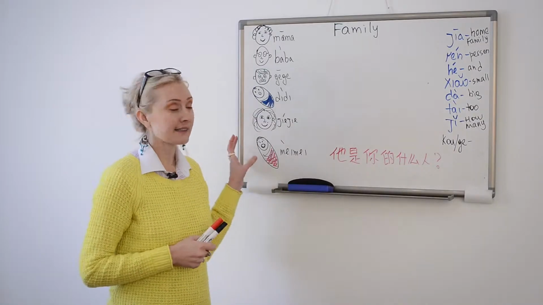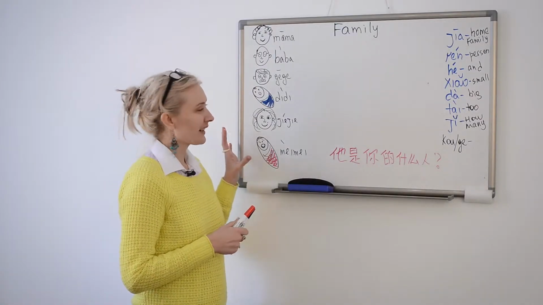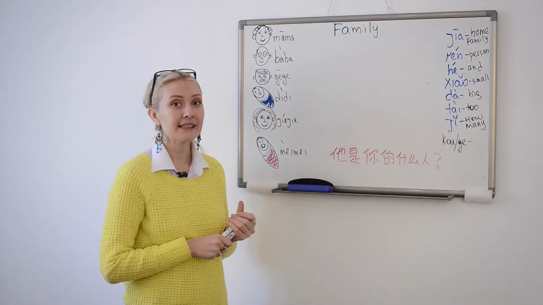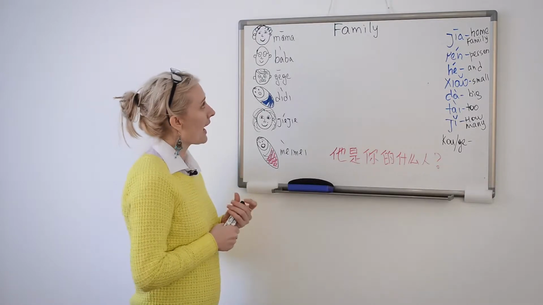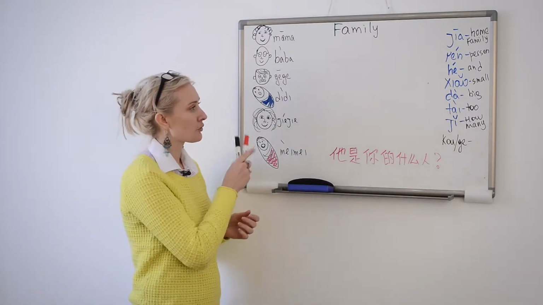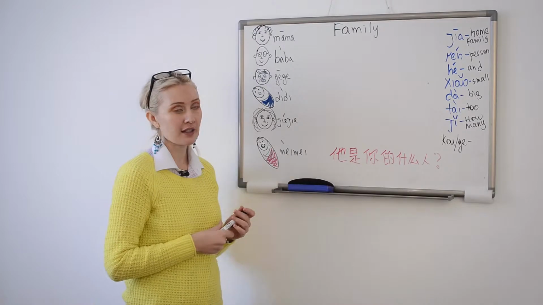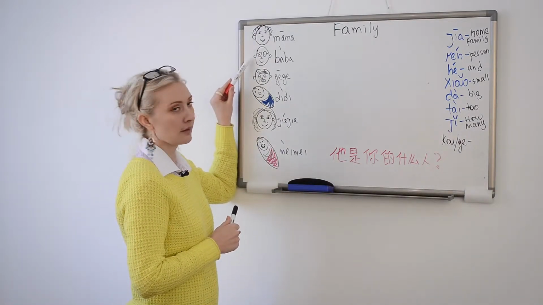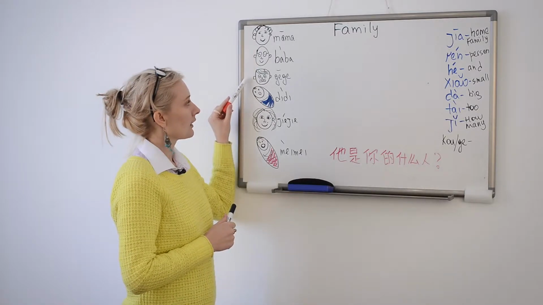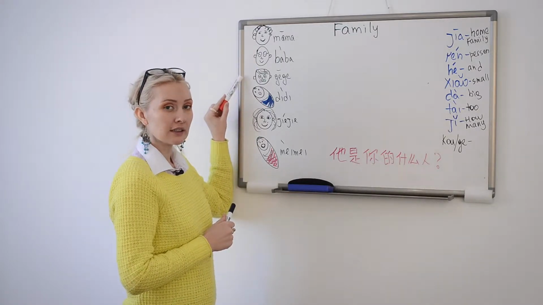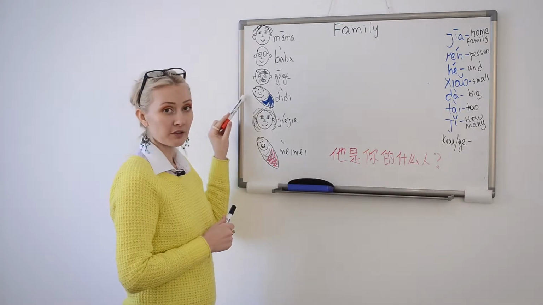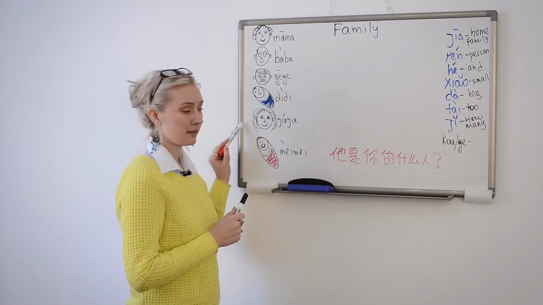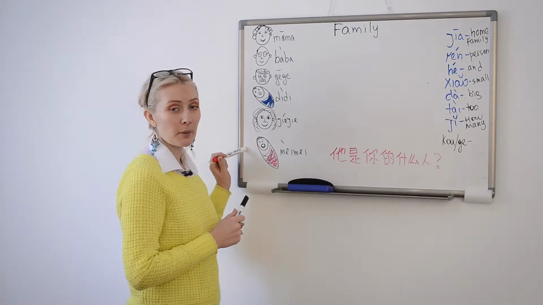Okay, in here, please. I have drawn some of the pictures, so it will be easier for you. Mama is mother. I didn't write a translation, just do it for yourself. Mother, mama. Father, baba. Old brother, 哥哥. Young brother, 弟弟. Old sister, 姐姐. And young sister, 妹妹.